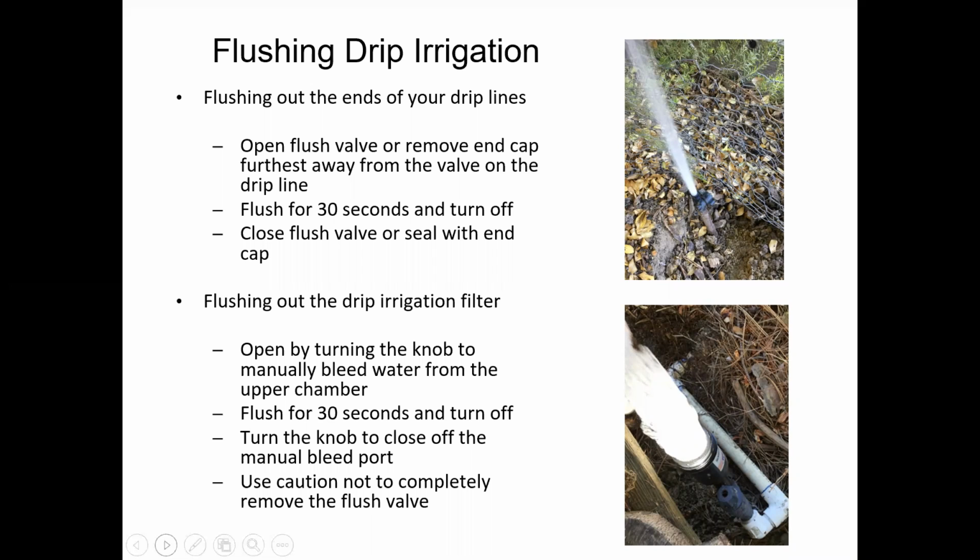Additionally, you're also going to want to flush out the drip irrigation filter, which can also get debris in it. So what you would do is you would just unscrew part of the filter, the black piece, and then to manually turn the water on, you would turn the gray valve to get the water to actually bleed through the chamber. So you want to flush that for 30 seconds as well.